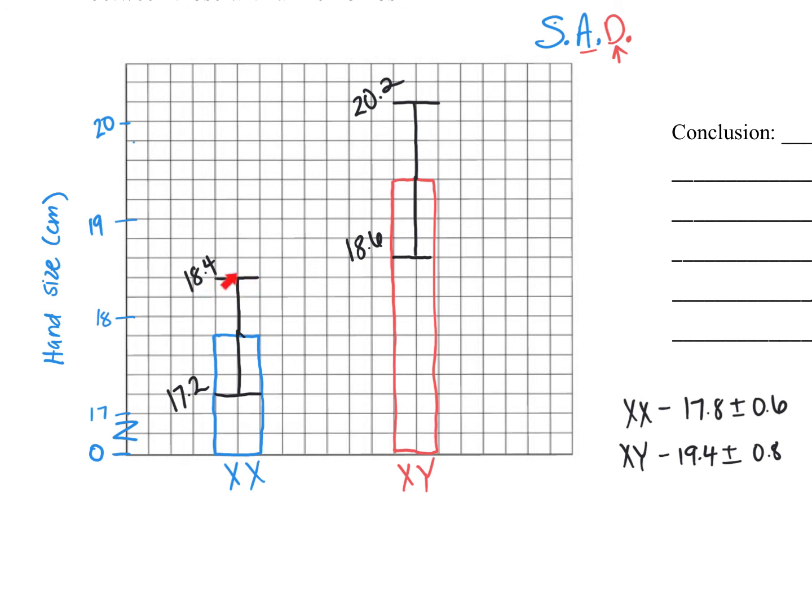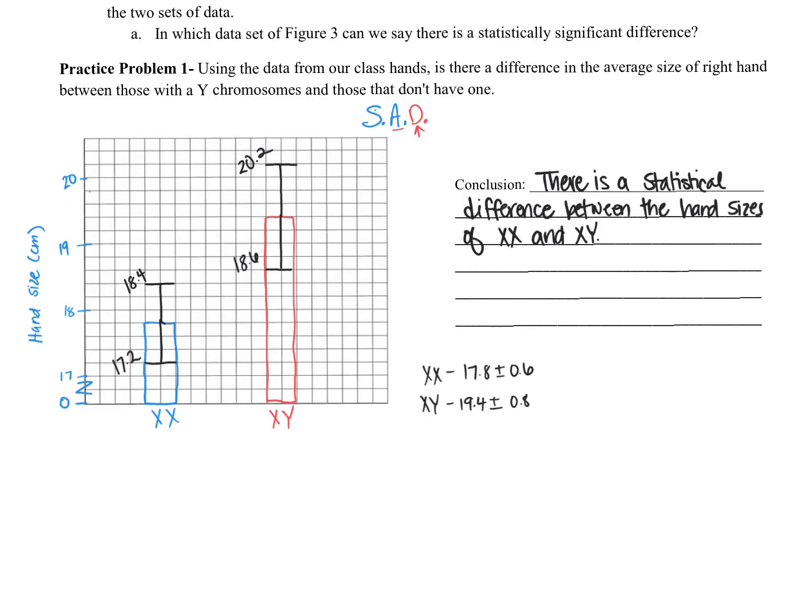So this one does not go high enough to go into this range, and this one does not go low enough to go into this range. That means there is a statistical difference between these two sets of data. So the first thing you're going to need in your conclusion again is, is there a statistical difference? We're looking for this word. It's very important that you include statistical difference. This is not just any old difference, it's a statistical difference. Very important that you use that word, statistical.